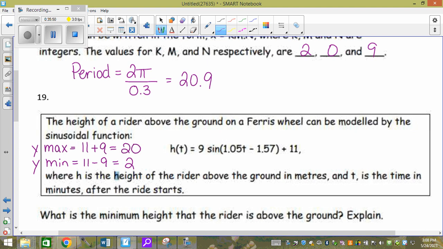Period. Make sure your books are put away. So period equals 2 pi. What's the b? 1.05. And we put the whole thing in, the 2, the pi, and the 1.05. 2 times pi divided by 1.05.